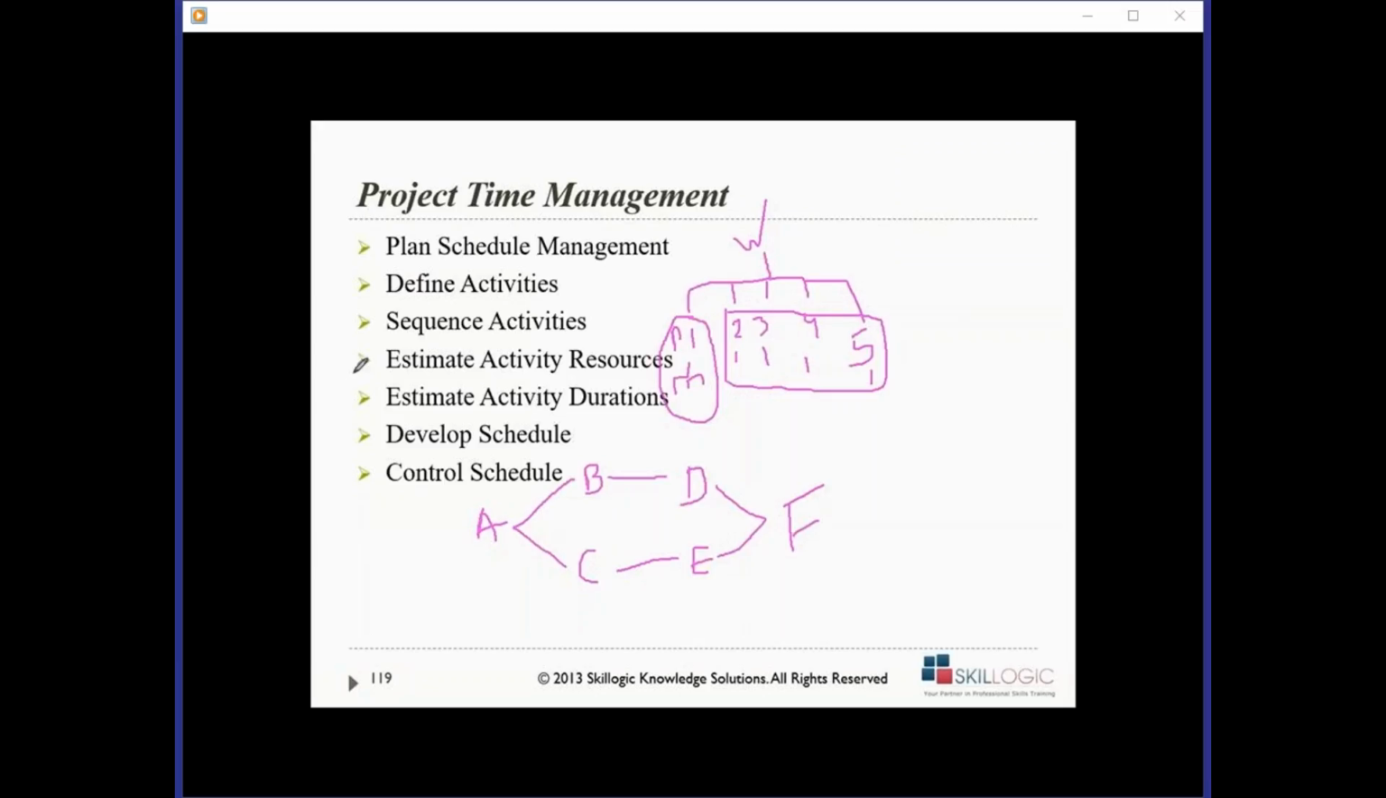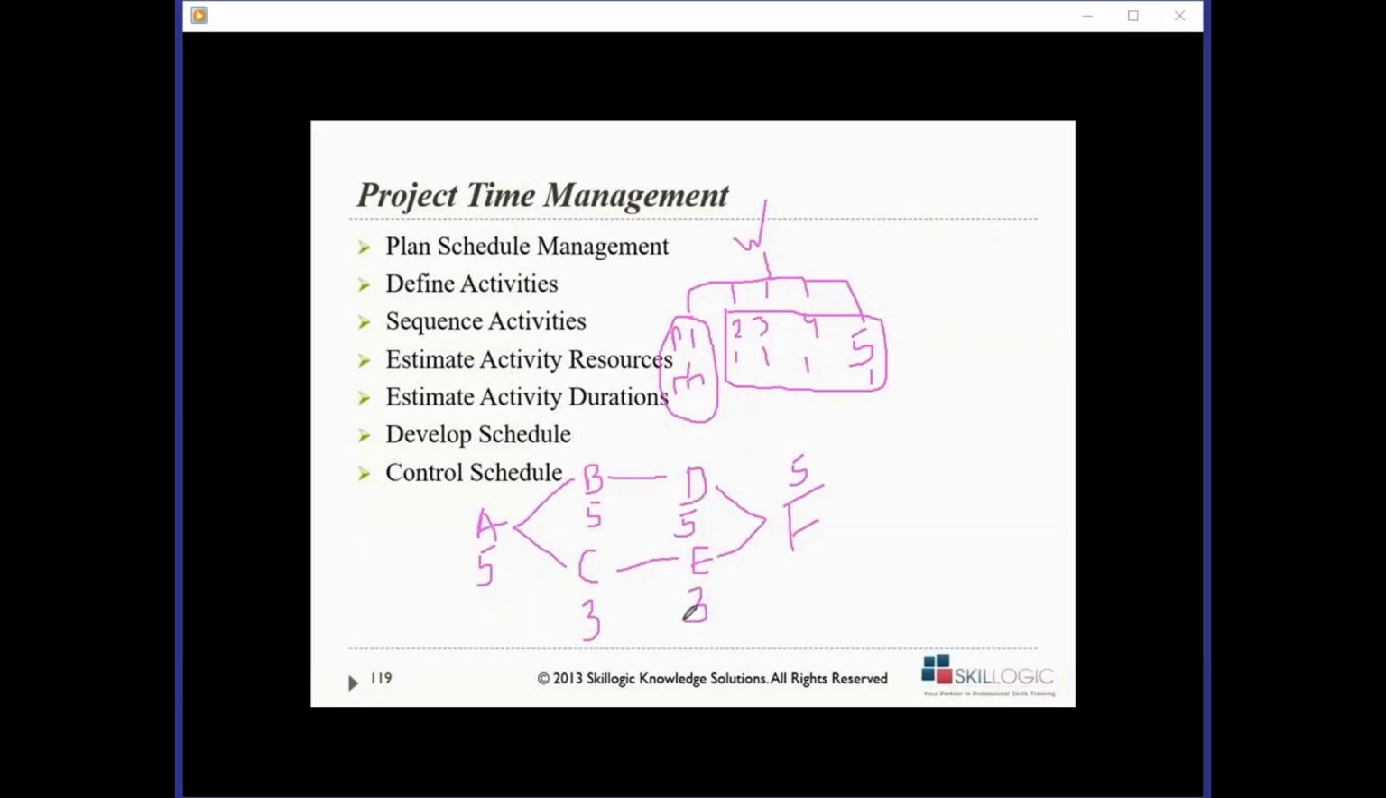Estimate the activity resources and then estimate the activity duration. Let's say the activity duration for this activity A is 5 days. Then the activity duration for the next activity B is 5 days. Activity duration for activity D is 5 days, and for F is another 5 days. There is another chain here. This was one chain, A, B, D, F. Another chain is A, C, E, F. For activity C, let's say you're going to do this activity in 3 days, and activity E you're going to be doing in another 3 days.